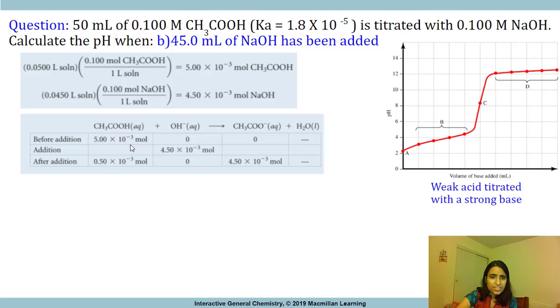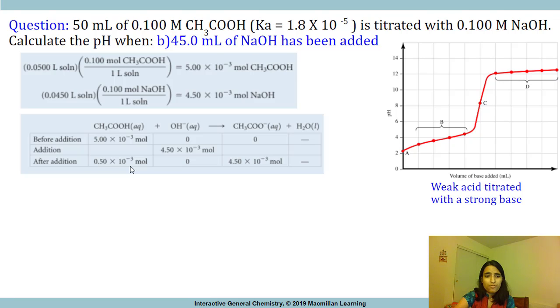So after it neutralizes all the acid, we're still left with an amount of acid. We're still left with 0.5 times 10 raised to negative 3 moles of the acid. And as you know, water, because it's a liquid, a pure substance, it's not going to have anything on the ICE table, and the acetate ion is going to be 4.5 times 10 to negative 3. Now with this information, what can we do? We can go ahead and put this in the Ka. So Ka is equal to that of acetic acid. But before we put it into the Ka equation, we need to convert these moles to molarity.